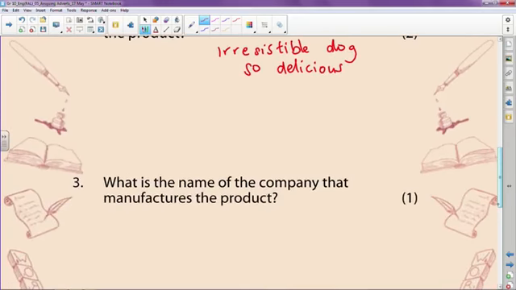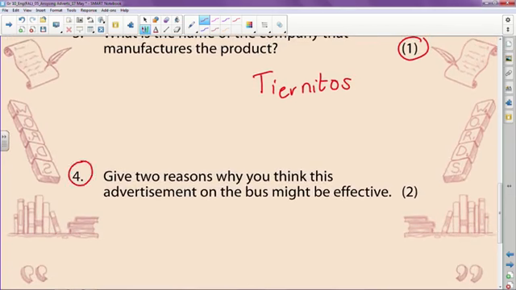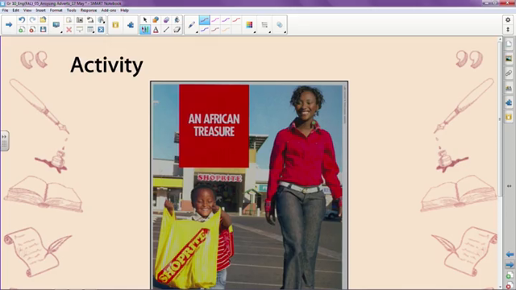Question number 3, what is the name of the company that manufactures the product? This is a nice, easy question, just for 1 mark. And you would say it's Tinitos, not sold in South Africa. And then 4, give 2 reasons why you think this advertisement on the bus might be effective. And there, make sure that you're giving 2. So I would perhaps say it's effective because it can be easily seen, and perhaps also because it's quite humorous. All right, you have a man being dragged into a bus, so we might have a bit of a laugh there. Okay, so that's our first. Let's have a look at the second one, also from a past exam paper.